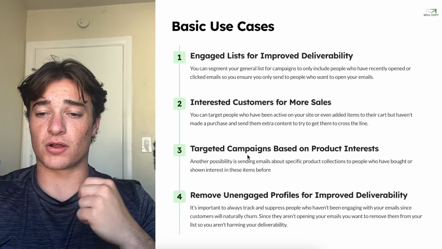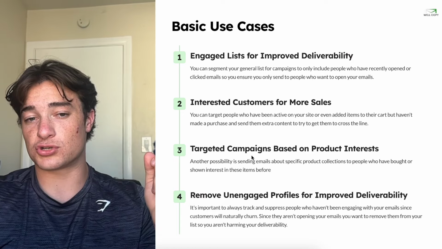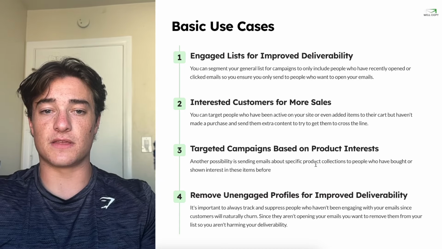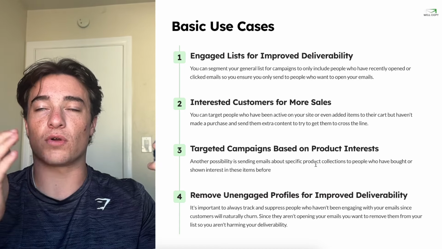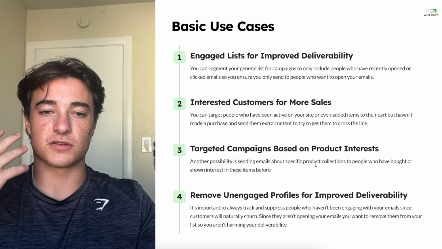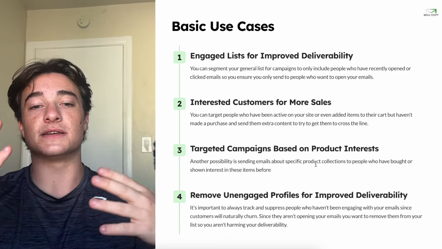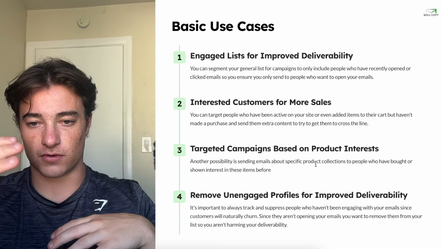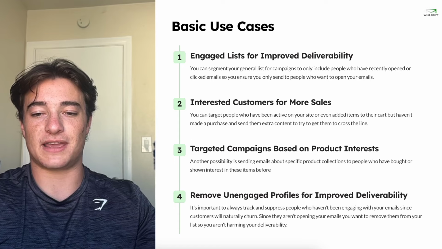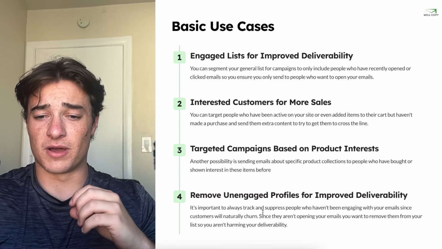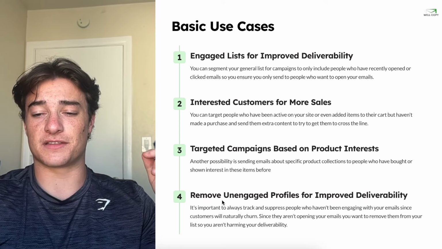You could also do targeted campaigns based on product interests. For people who show interest in certain products or categories, you can send them information. Maybe you have a new colorway that came out for your shoes, in your clothing store. You have all sorts of different stuff, but you only want to send this micro campaign to people who have bought shoes before or have looked at your shoes before. You can send more targeted campaigns to them without bothering the rest of your list. That's another use case. And another one: remove unengaged profiles for improved deliverability.